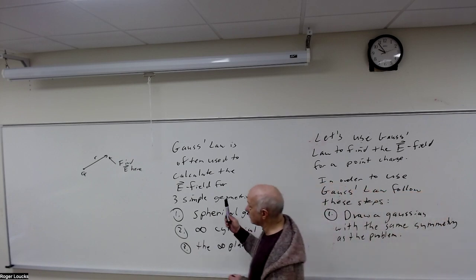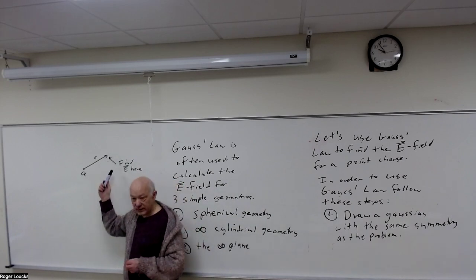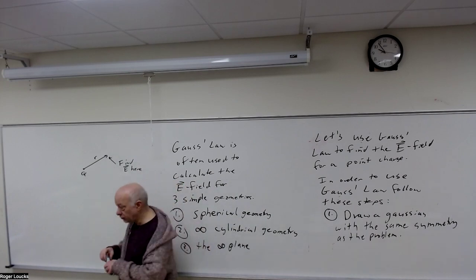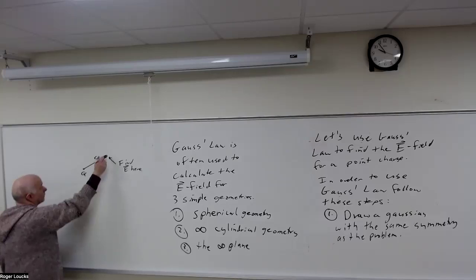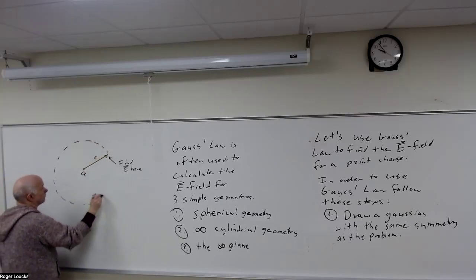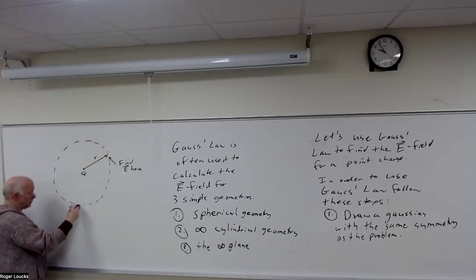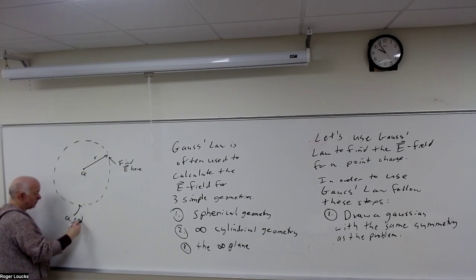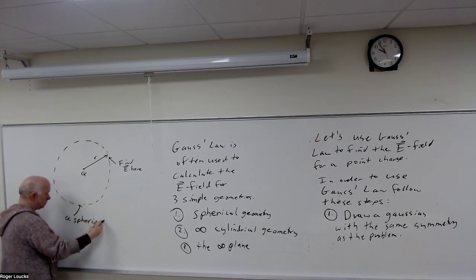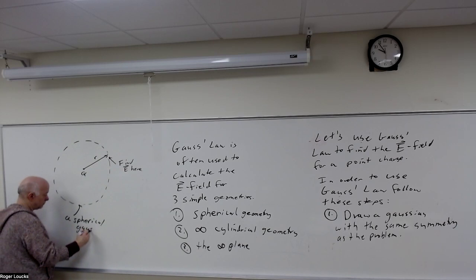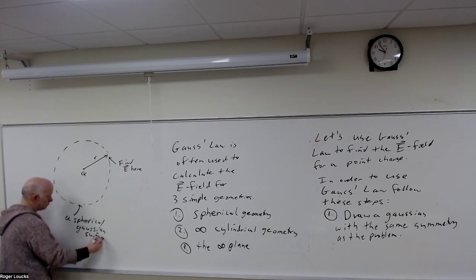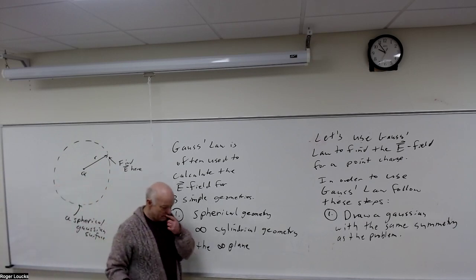And since I want to find the electric field here, I'm going to start my Gaussian surface here, but keep that spherical symmetry by drawing a Gaussian surface like this. I draw a big sphere like this. That's a sphere. This is a spherical Gaussian surface.